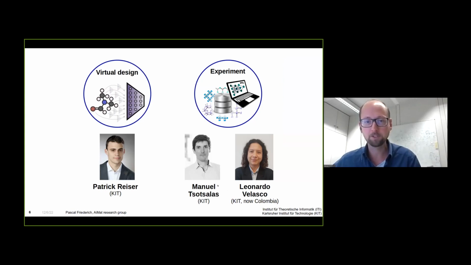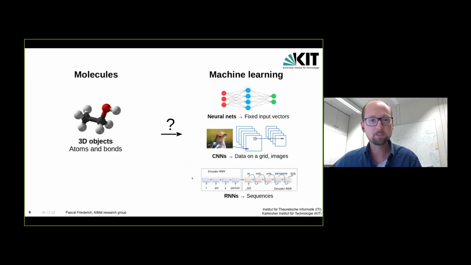about 2 different collaborations, one with Manuel Tutsalas on metal organic frameworks and one with Leonardo Velasco on high entropy oxide. So not directly related to photovoltaics and solar cells, but it's also more generic and transferable to the application area of solar cells. Let's start with the design, virtual design.